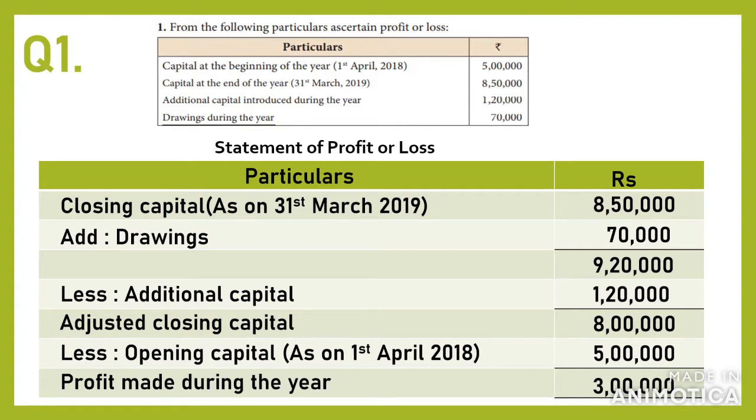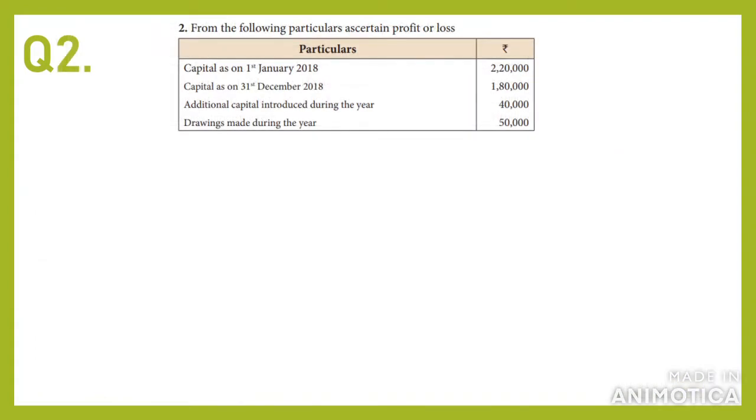Now let us go to the second problem. Just keep in mind this format. This is the format which we will be using to solve all the problems. Now this is the second problem. The capital as on 1st January has been given. Capital as on 31st December is also given. Additional capital is there. Drawings made during the year.